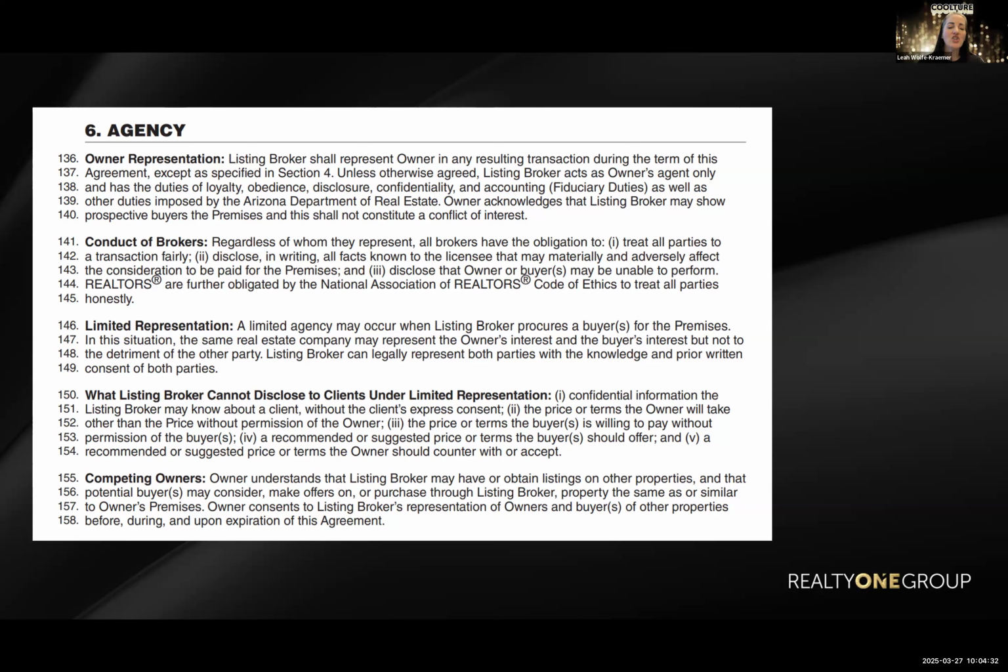A recommended or suggested price or terms the buyer should offer. So, again, what is my advice worth from a buyer's agent perspective? And a recommended or suggested price or terms the owner should counter with or accept.